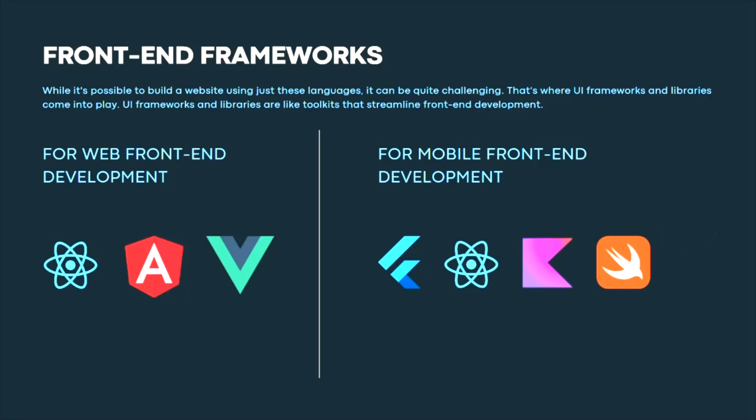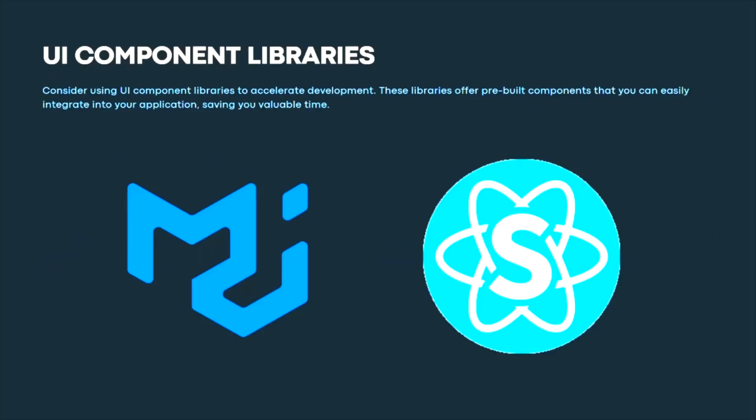Other than front-end frameworks, also consider UI component libraries in your project. These pre-built component libraries can help you save valuable time in the development process. I have listed down two most popularly used component libraries. This one is Material UI and this one is Semantic UI. Material UI is based on Google's Material Design System, and Semantic UI is another famous component library. They are mainly focusing on simplicity and user friendliness. So now we covered the basics that we need to know about front-end development.